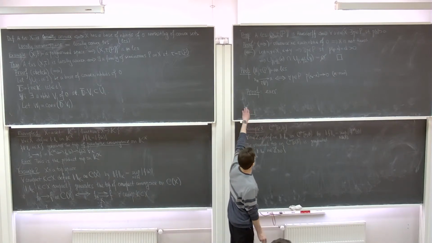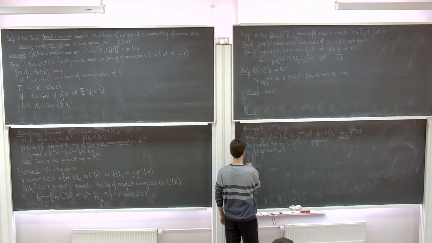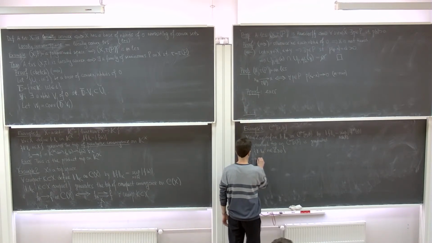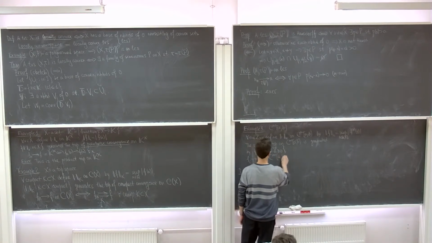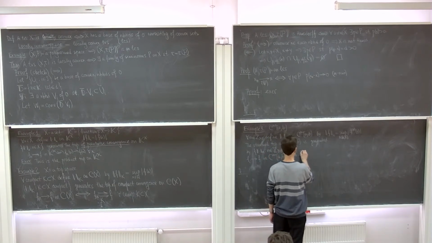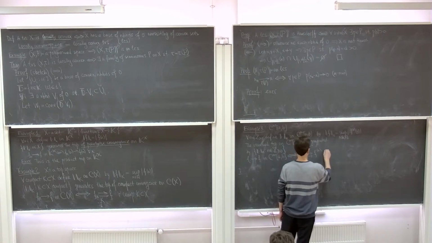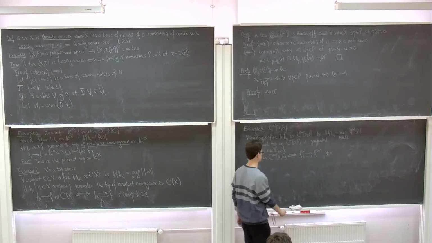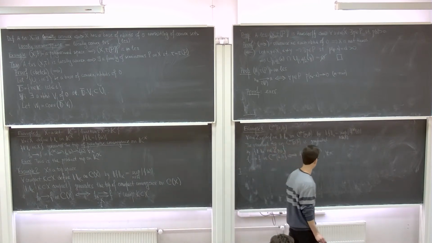So if we look once again at this proposition, we see that a sequence f_i converges to f for the standard topology on the space if and only if it converges uniformly with all derivatives. So this is the topology of uniform convergence of all derivatives.